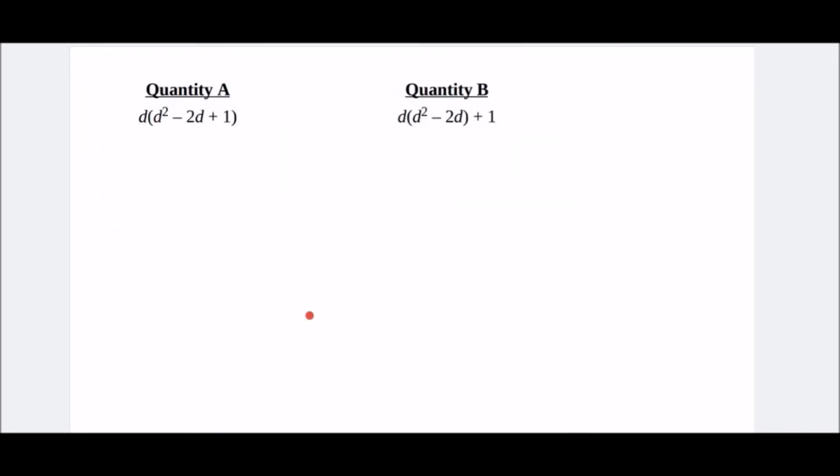Here is our next question. Quantity A is given, d times (d square minus 2d plus 1), and for quantity B, d times (d square minus 2d) plus 1. So see, analyze it here. After removing the bracket, the equation will be d cube minus 2d square plus d, and here it becomes d cube minus 2d square plus 1.